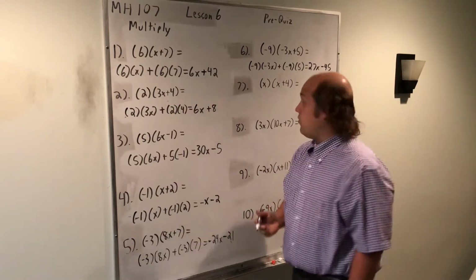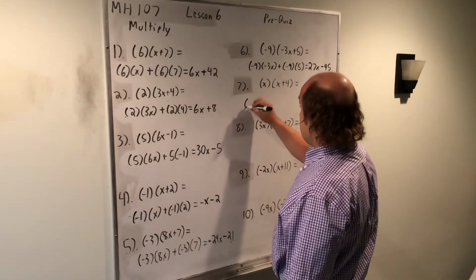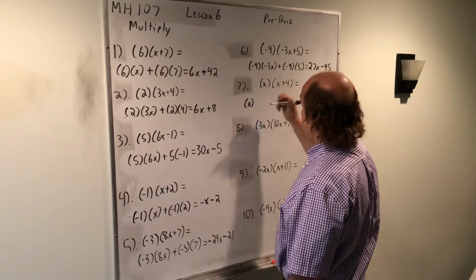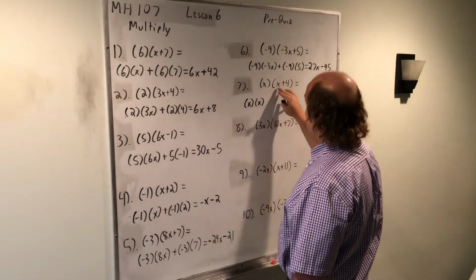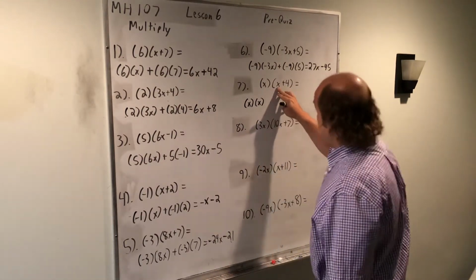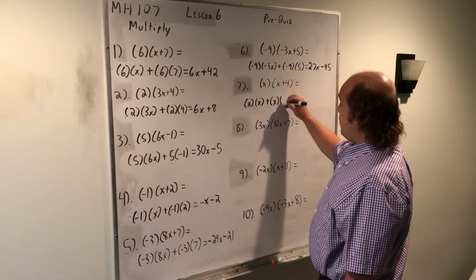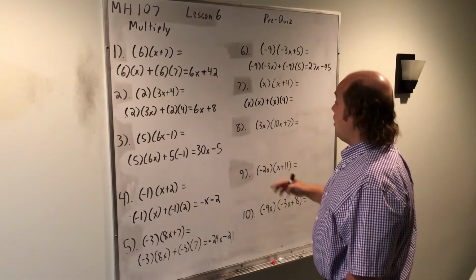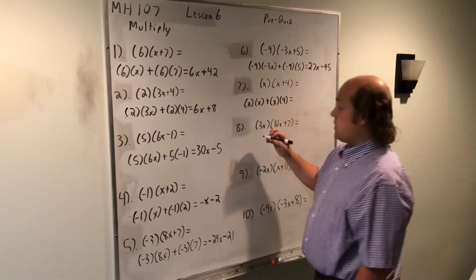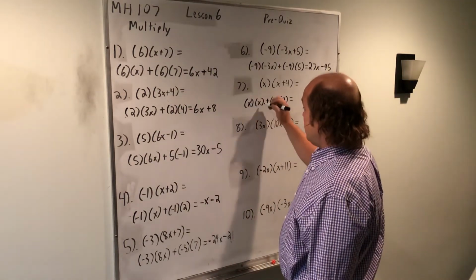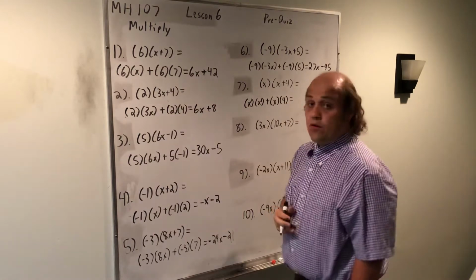In problem 7, this is the first time where we have a situation where we're multiplying an x by another x. Specifically, this x that's being multiplied on the outside is being multiplied by this positive x, the first term in the second parentheses. We're then adding to that this x on the outside being multiplied by this 4. When I do x times x, what's really happening is I have x to the first power times x to the first power.